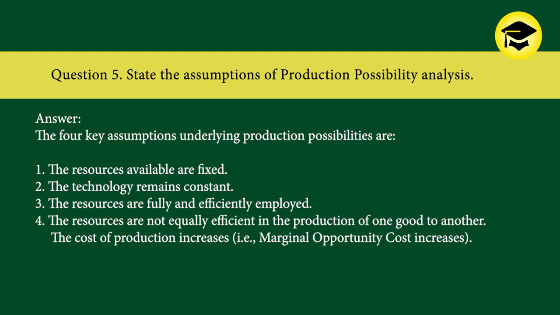Question 5. State the assumptions of production possibility analysis. Answer. The four key assumptions underlying production possibilities are: 1. The resources available are fixed. 2. The technology remains constant. 3. The resources are fully and efficiently employed. 4. The resources are not equally efficient in the production of one good to another. The cost of production increases, i.e., marginal opportunity cost increases.